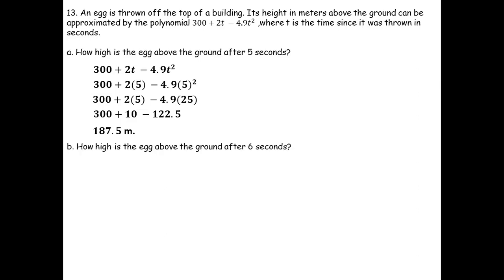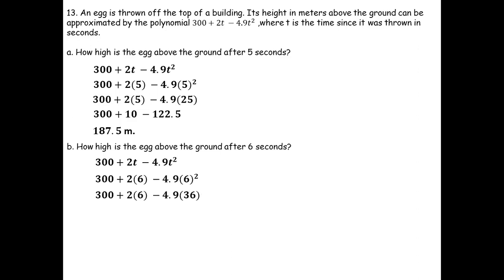Part B, how high is the egg above the ground after 6 seconds? Okay. Now this was after 5 seconds. So of course, after 6 seconds means it will be further down, right? It will be falling. So you have to get a number less than 187.5. So the polynomial remains the same. What you have to do is replace t with 6 because the question is for 6 seconds. That question was for 5 seconds. So once you replace, your polynomial will look like that.